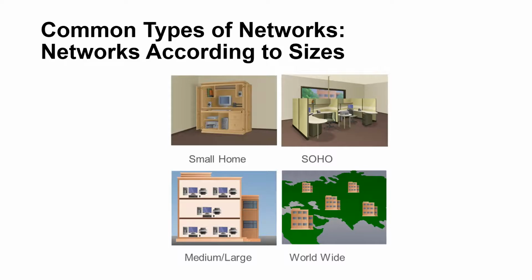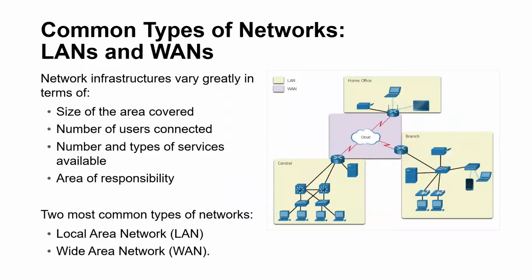Medium to large networks, on the other hand, are located at many locations with hundreds or thousands of interconnected computers. While worldwide networks connect hundreds of millions of computers worldwide, such as the internet. Another example of networks are the LANs and WANs. LAN stands for local area network and WAN for wide area network.